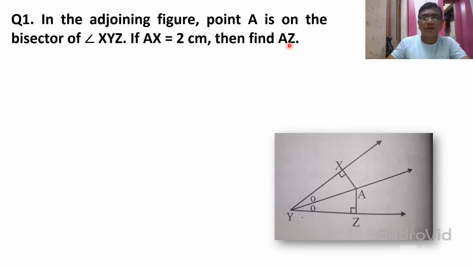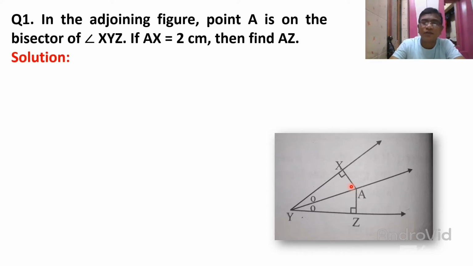So that is what you want to find out. See, here AX is given as 2 centimeters, and they ask what AZ is. See, AX is perpendicular on XY and AZ is perpendicular on YZ. So the perpendiculars are equidistant from the point. Whatever the length of XA is, that is the length of AZ.